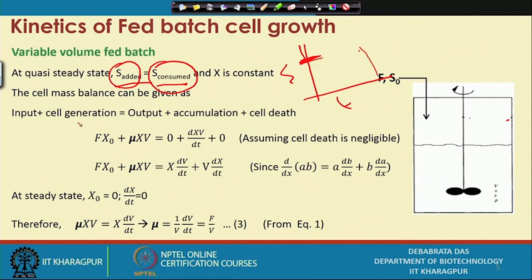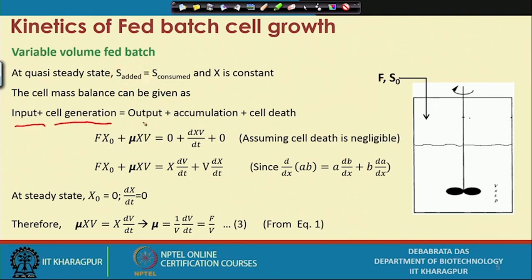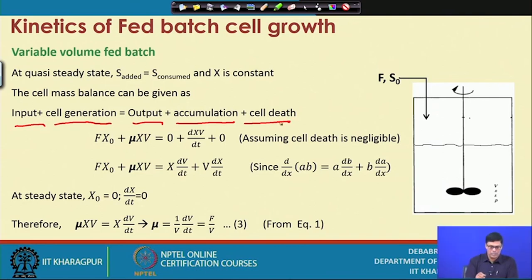So, how can you write the mass balance? The rate of input plus rate of cell generation equals the rate of cell output plus rate of cell accumulation and cell death. Now, this is the steady state condition, but if you consider the unsteady state condition, because you are adding and not taking anything out of the system, what is the rate of input? F into x0, let us assume this is x0. The growth that will take place is mu into x, and the accumulation is dx by dt. So, this will be dx by dt into V, am I right? This is the volume that will be taken into account.